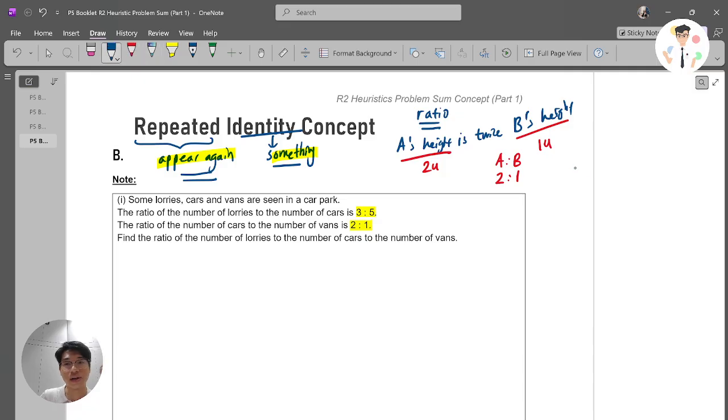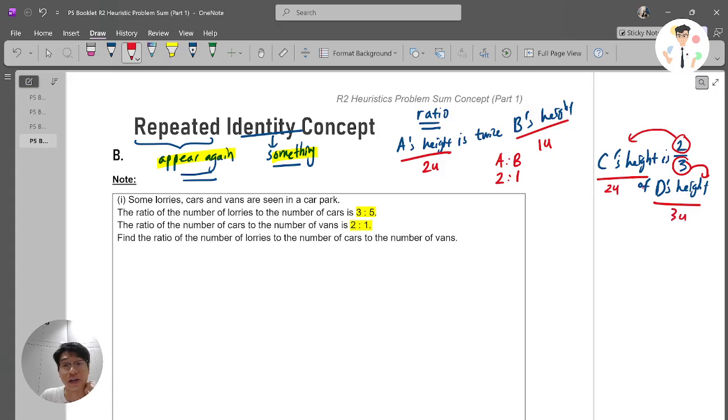Let me give you another example. If I say C's height is 2/3 of D's height. I use C and D just in case you're confused. Now you see C's height is 2/3 of D's height. In that case, teacher, what do you do? Remember, in this case, this 2 is referring to C's height, and this 3 is referring to D's height. So in this case, C's height will be 2 units, D's height will be 3 units.